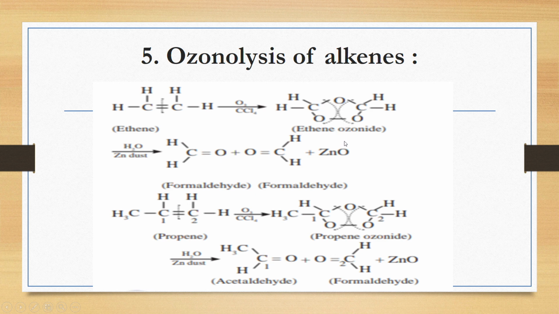Ethene ozonide is obtained. In the second step, water and zinc dust are treated. Now the ring of the ozonide will break. This oxygen is separated, which will combine with zinc, forming zinc oxide. So we got H-C-H double bond O, that is formaldehyde. The other part is also the same, because the alkene is symmetrical, so the same molecule gets formed 2 times. So 2 molecules of formaldehyde are formed. You can write it as 2 formaldehyde molecules also.